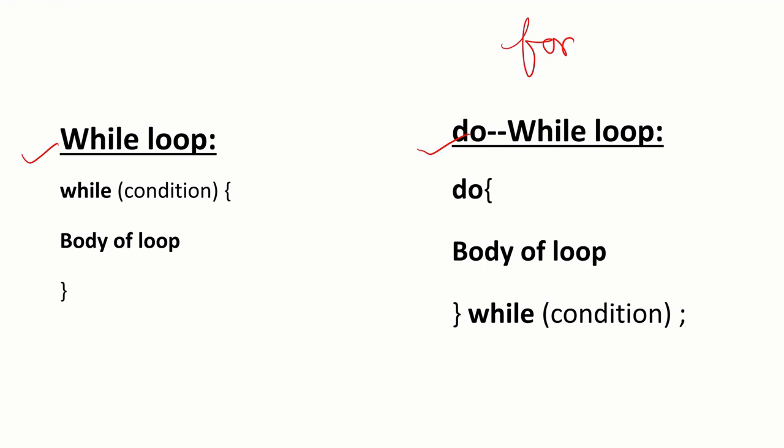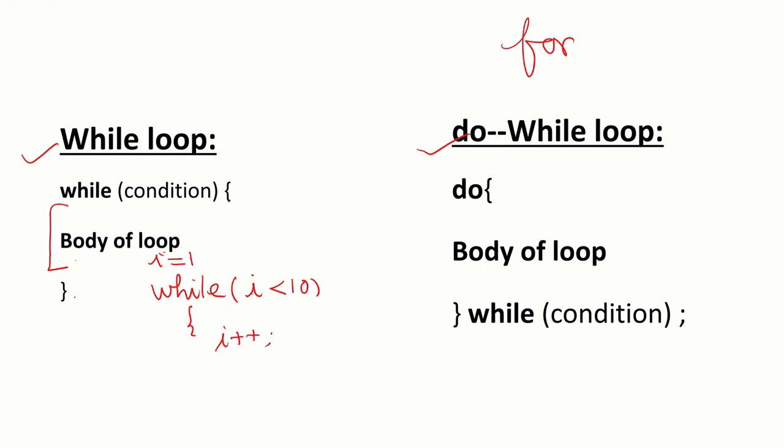The while loop syntax is: while (condition) { body of the loop }. While the condition is true, the body of the loop will be executed. Once the condition becomes false, the control will come out of the loop. For example, say i is equal to 1, while i is less than 10, there is no semicolon, and I just say i++, or i = i + 1.